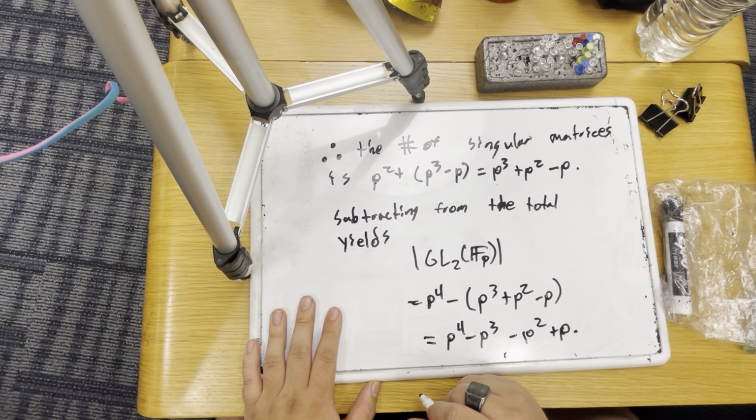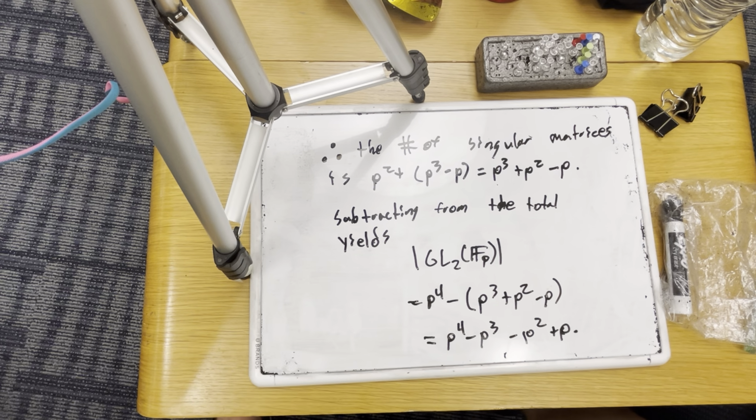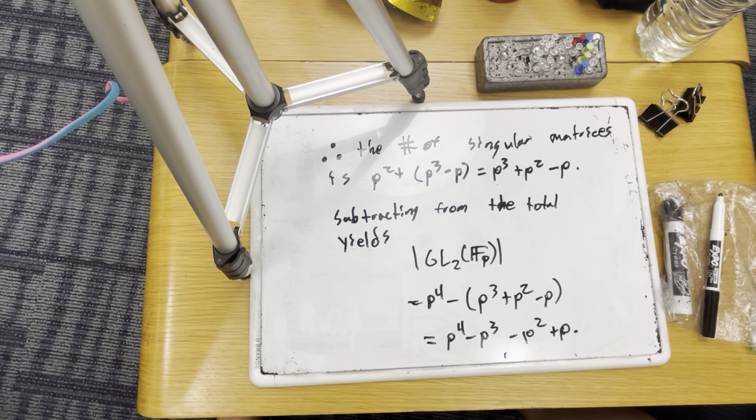And there we have it. The order of the general linear group with degree 2 over the field with p elements is equal to p to the power 4 minus p cubed minus p squared plus p. Right? Let's move on to the next problem.